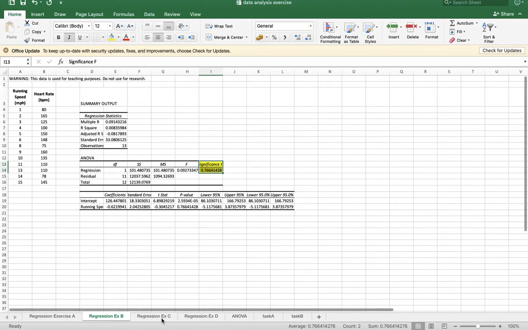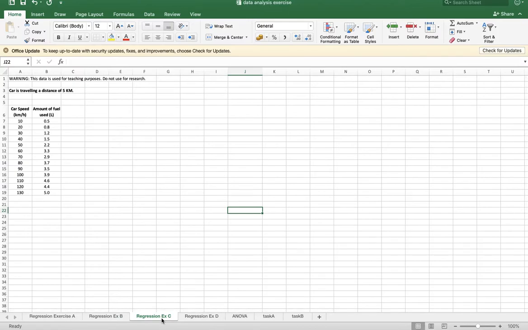Okay, next one, regression exercise C. So we are trying to find what is the relationship between car speed and also the amount of fuel used, assuming that the car is traveling at a distance of 5 km but at different speed. So in order to test this, we also do regression analysis.